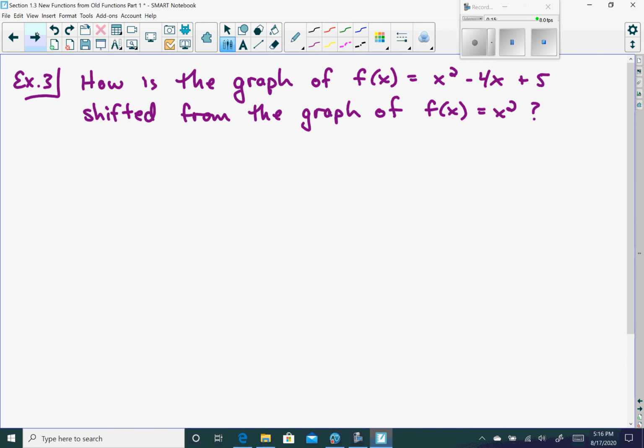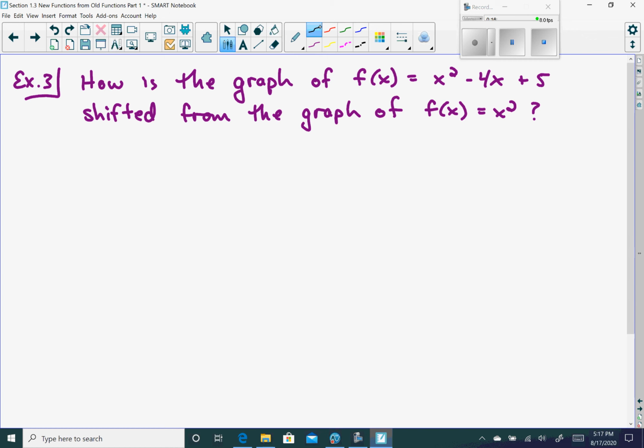All right, we'll just do one more problem. Actually, I'll change it. We'll go a little bit further, still for part 1. So pause the video again, copy this down. How is the graph of f of x equal to x squared minus 4x plus 5 shifted from the graph of f of x equal to x squared? See if you can come up with that first before I go over this.